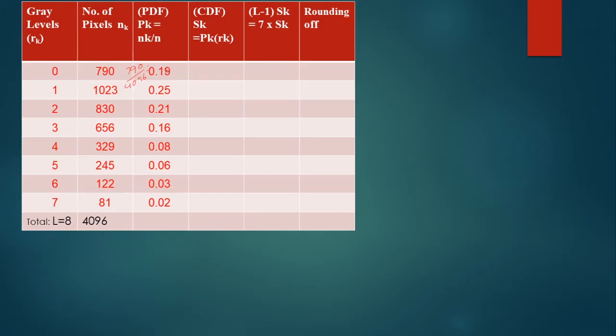After finding the probability density functions, we have to find the cumulative probability density functions, that is, we accumulate these probability density functions. Here it is 0.19, then 0.19 plus 0.25, then 0.25 plus 0.21. That is the cumulative density function for this intensity level. Similarly, you have to find all the cumulative probability density functions of these pixels.